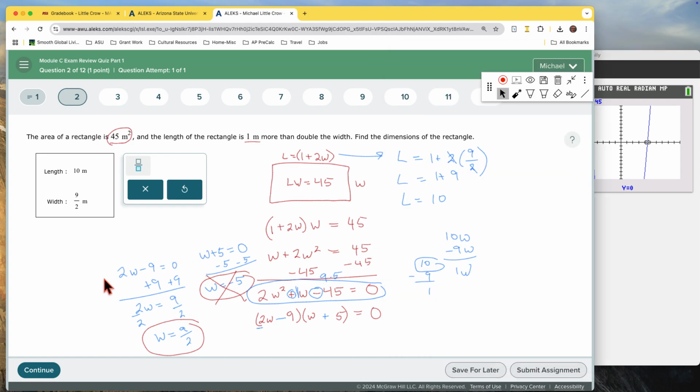Okay, and so we continue on with this one, and we'll do the next.